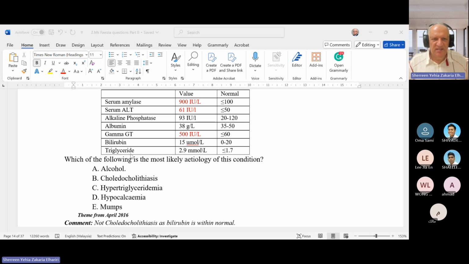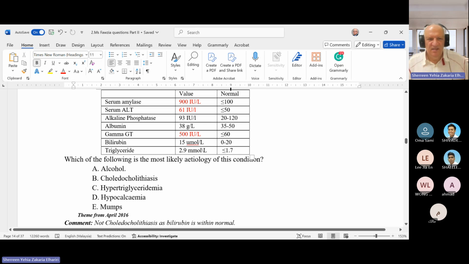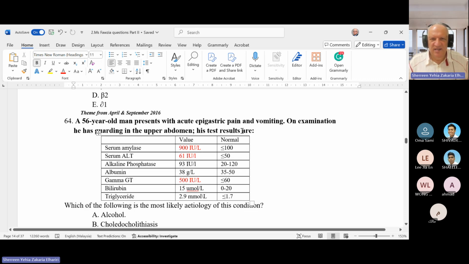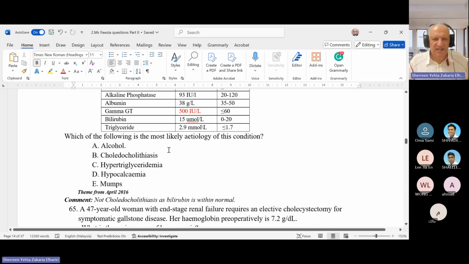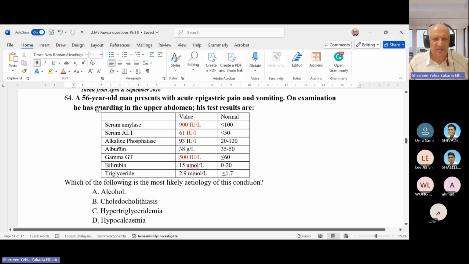Hypertriglyceridemia occurs if the triglyceride is very high, and it is not high. Hypocalcemia: calcium level is not mentioned here, and usually pancreatitis can occur with hypercalcemia, not hypocalcemia. Hypercalcemia due to parathyroid can increase gastrin and can cause pancreatitis. Mumps is usually bilateral, and nowadays is very rare. It is a virus infection. So by exclusion, again, I think we choose alcohol.